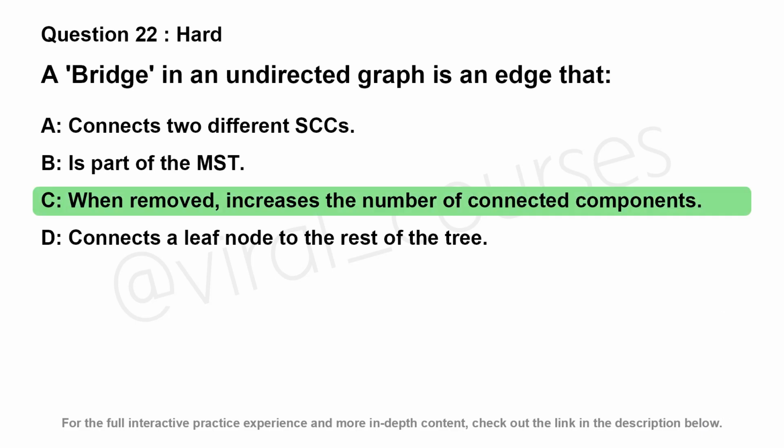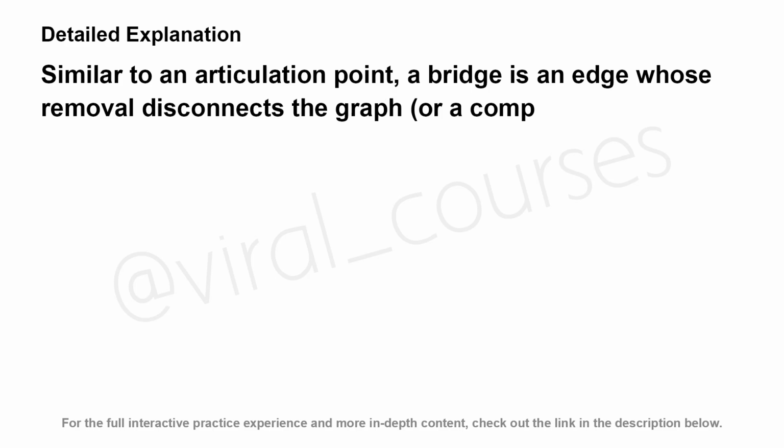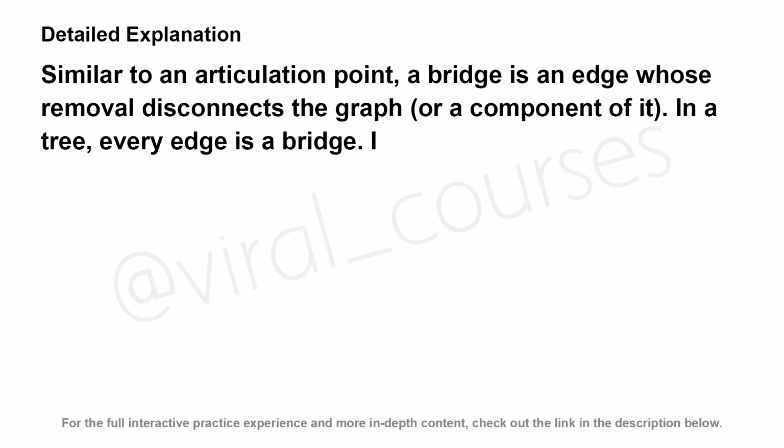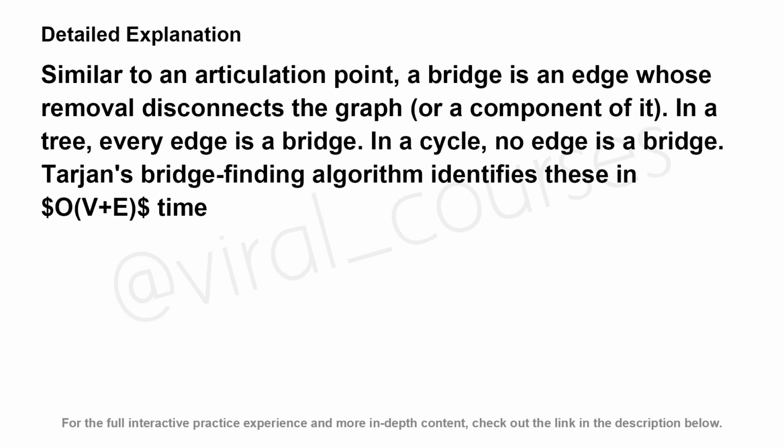The correct answer is C. Similar to an articulation point, a bridge is an edge whose removal disconnects the graph, or a component of it. In a tree, every edge is a bridge. In a cycle, no edge is a bridge. Tarjan's bridge finding algorithm identifies these in $O(V + E)$ time.